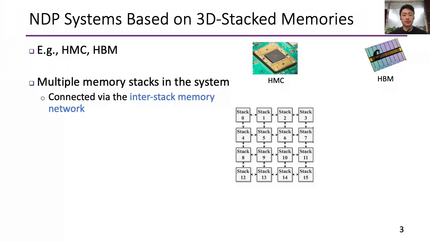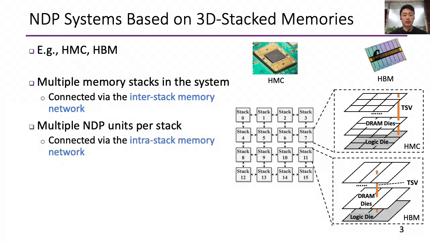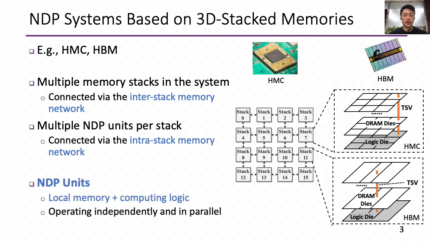In such an NDP system, there are multiple memory stacks connected with each other to form a memory network. In a memory stack, there are multiple NDP units connected by the intra-stack memory network. Specifically, an NDP unit consists of local memory and a computing logic. In HMC, we call each vault together with its own computing logic an NDP unit, while for HBM, we call each memory channel with its computing logic an NDP unit.